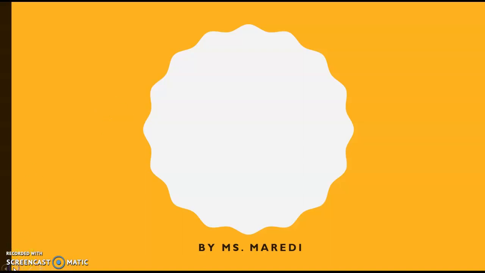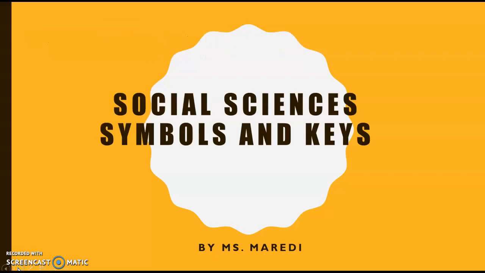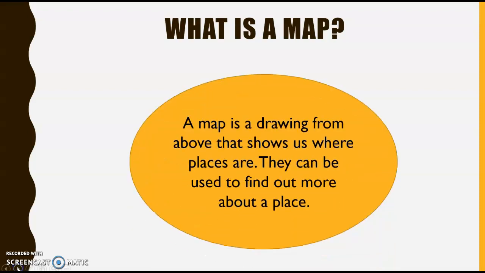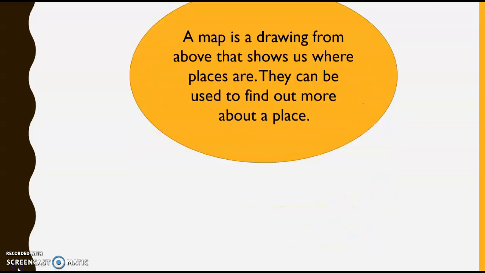Welcome to our social science lesson, and today's topic is symbols and keys. We are still on map skills, and I would like to remind you what the word map means. A map is a drawing from above that shows us where places are. A map can be used to find out more about a place.